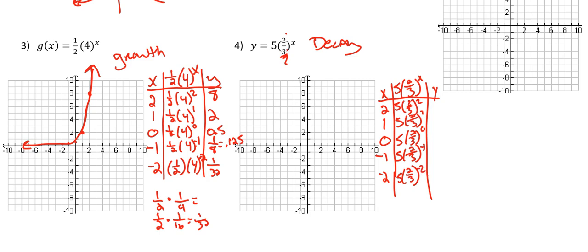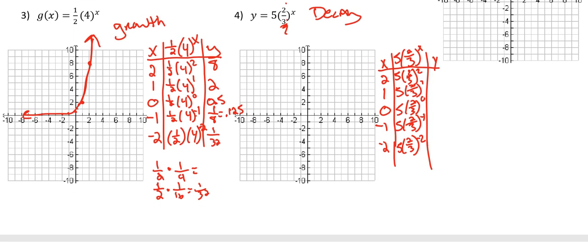All right, so again, you can just put this completely in the calculator. I'm going to show a little bit more work for it just so you can see where I'm getting these values. But when we square the 2/3, we're going to have 5 times 4/9. We're going to have 5 times 2/3 for the next one. All right, so that's going to be 20/9.